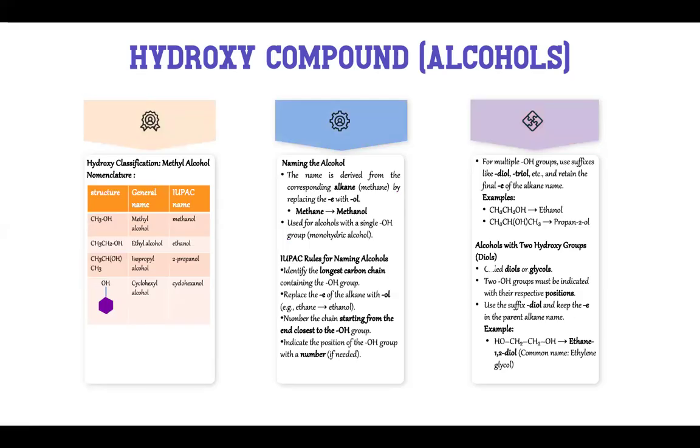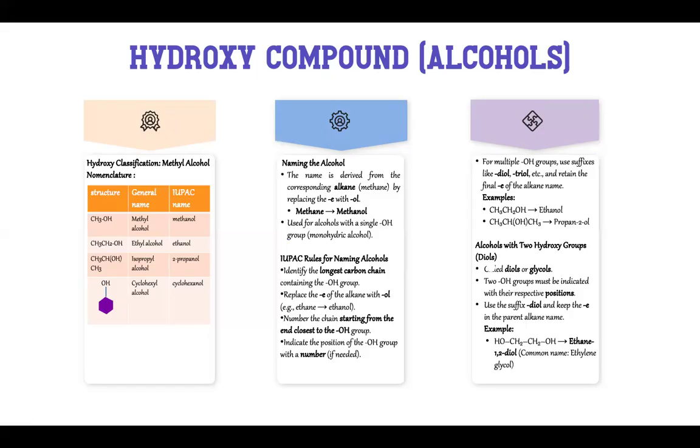For the hydroxy classification, methyl alcohol, nomenclature is as specified below in the table. For the structure CH3-OH, the general name is methyl alcohol and the IUPAC name is methanol. And for the structure CH3-CH2-OH, this is ethyl alcohol and the IUPAC name is ethanol.